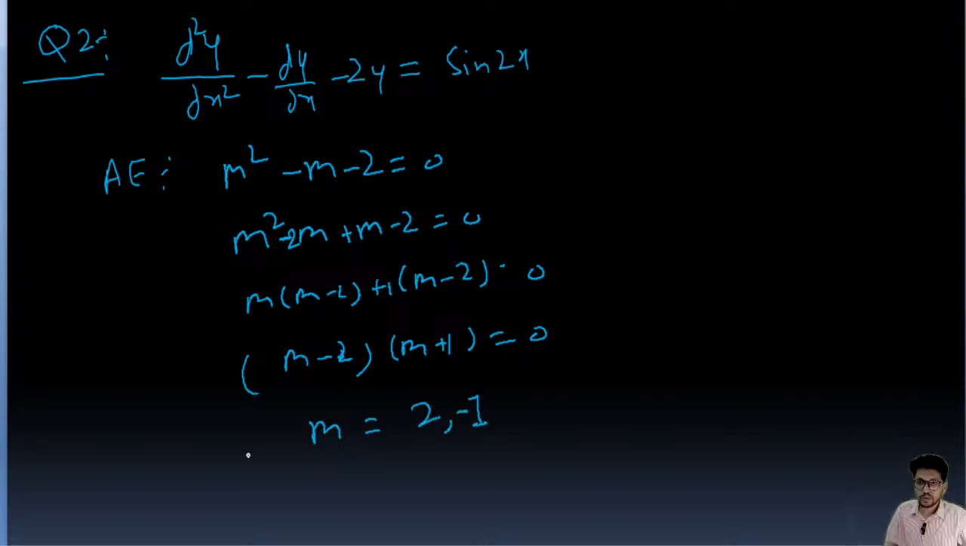So the CF is going to be C1 e^(−x) plus C2 e^(2x). Okay, so this is the CF. Next, now we'll find the PI. PI, we know, is 1 upon f(D), that is D² minus D minus 2, of sin 2x.